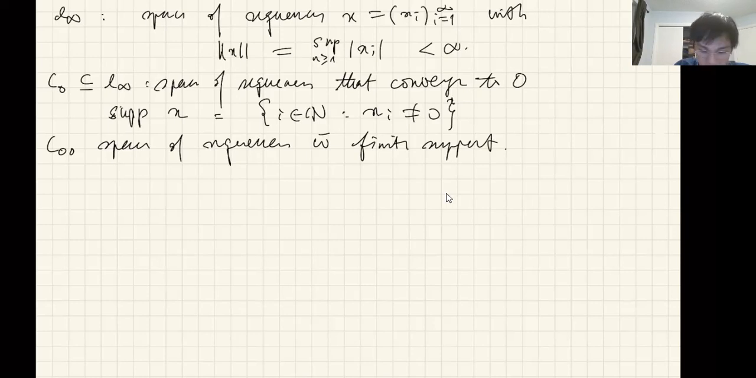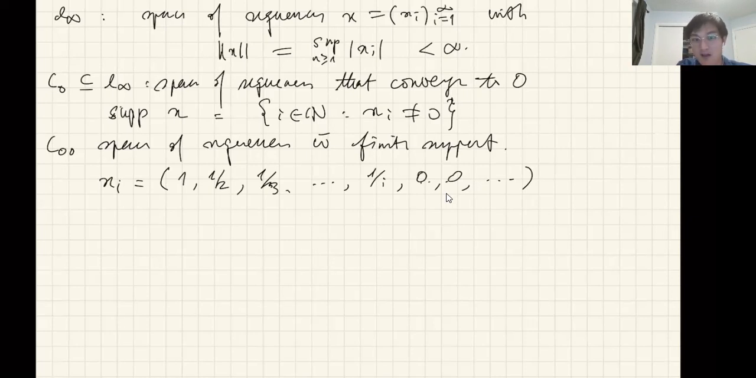And how do we see that? Well, if we take the sequence, let's say xi is equal to 1, a half, a third, all the way up to 1 over i, and then we continue with zeros. Each of these xi's is in C00 because they're finitely supported. The difference between two xi's: they're the same for a while, and then they differ at one place, and the size of that coordinate is 1 over i. So their differences go to 0, which means the sequence is Cauchy.